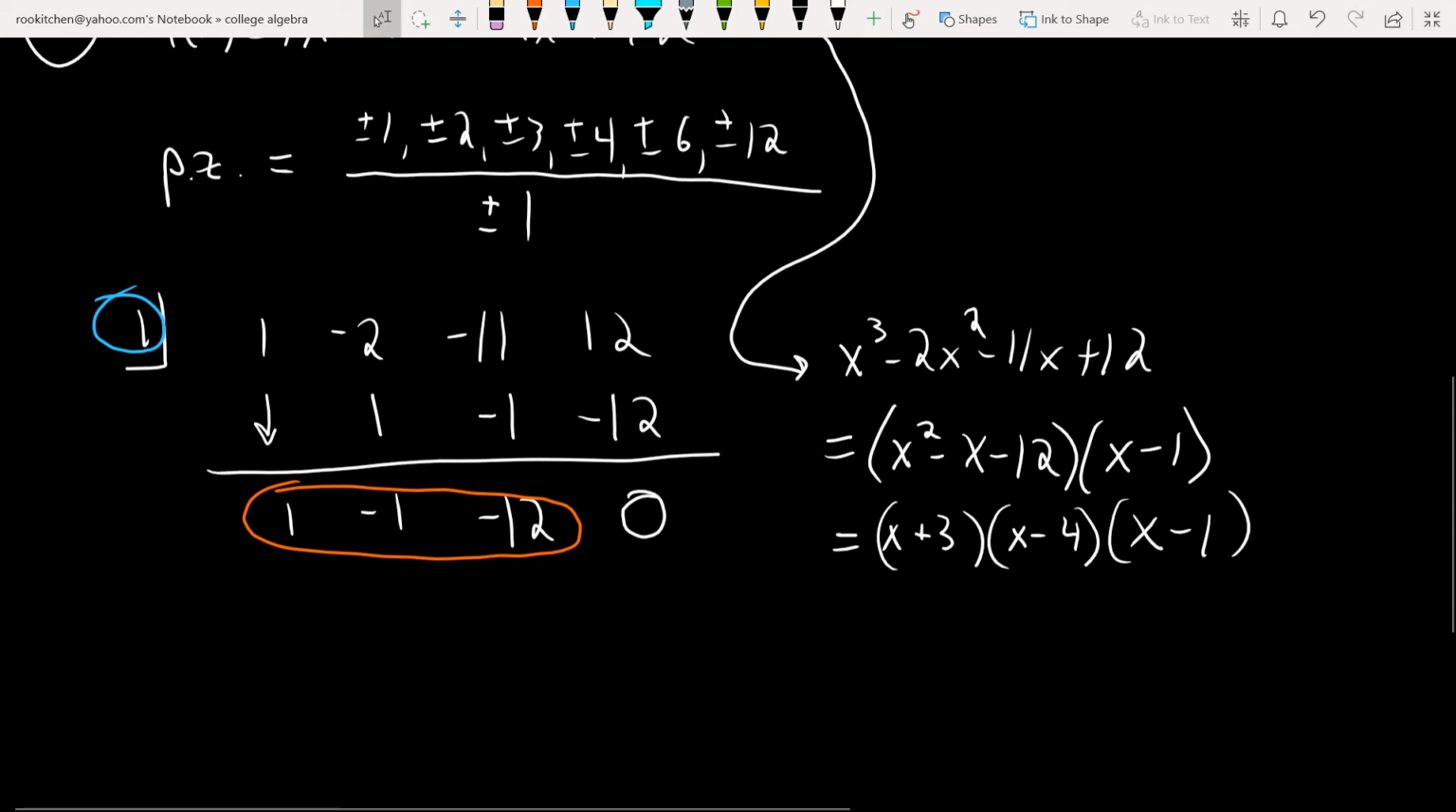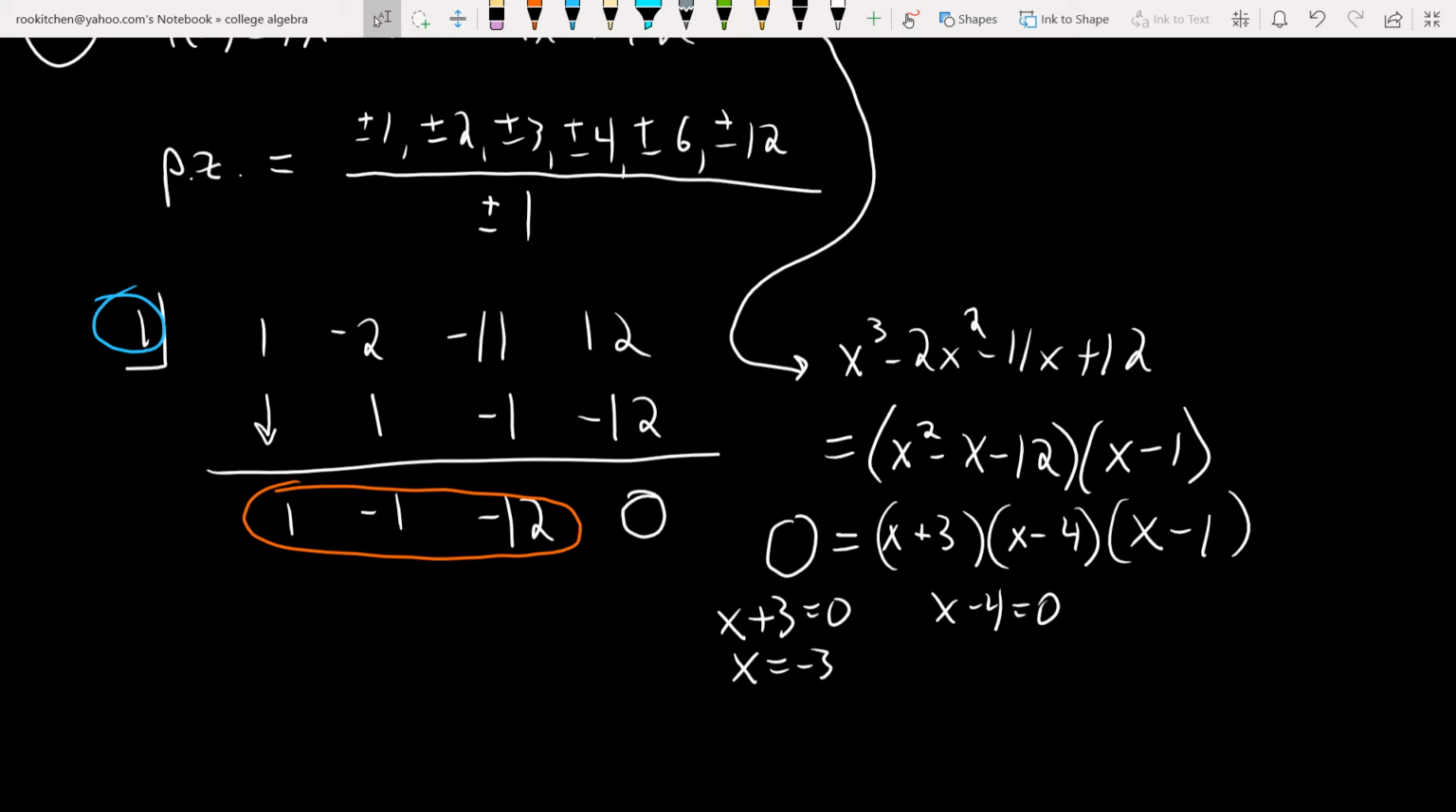If you would rather, what you're doing is setting that factorization equal to 0, and then setting the individual terms equal to 0. So x plus 3 equals 0. In other words, x equals negative 3. x minus 4 equals 0. In other words, x is 4. And then x minus 1 equals 0. And of course, that was one of our roots that we chose. That was the root we chose, x equals 1. And those are your zeros. And in MyMathLab, they'll want you to write them in set notation, so negative 3, 1, and 4.